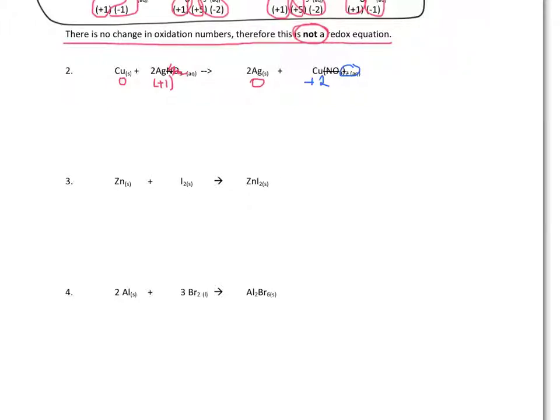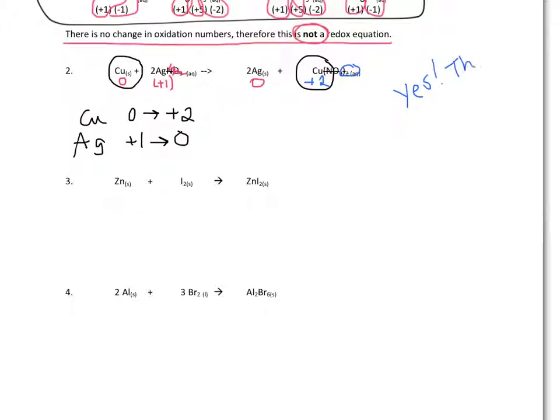Now what we need to do is look to see, has there been a change from when it was a reactant to when it was a product? Notice copper was first 0 and then it went to +2. So copper went from 0 to +2. And we had silver, Ag, and that went from +1 to 0. So the first thing, yes, this is a redox reaction.